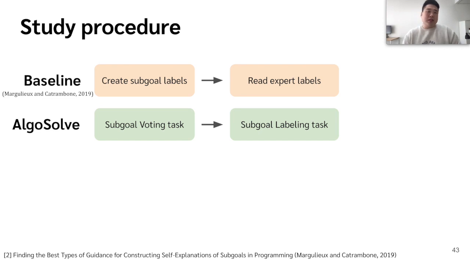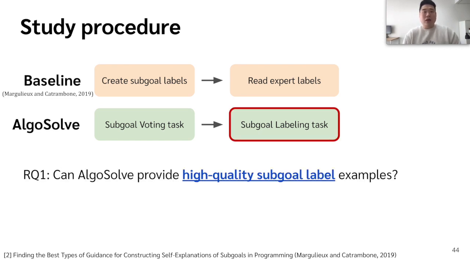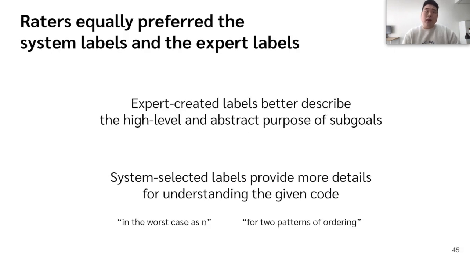The first research question is, can AlgoSolve provide high-quality subgoal label examples? To answer this question, we asked experts to rate the quality of subgoals stored in the system. It turns out that raters equally preferred the system labels and the expert labels, which means AlgoSolve can identify high-quality subgoal labels. They noted that expert-created labels better describe the high-level and abstract purpose of the subgoals, and the system-selected labels provide more details for understanding the given code, such as descriptions like, in the worst case as n, for the two patterns of ordering.